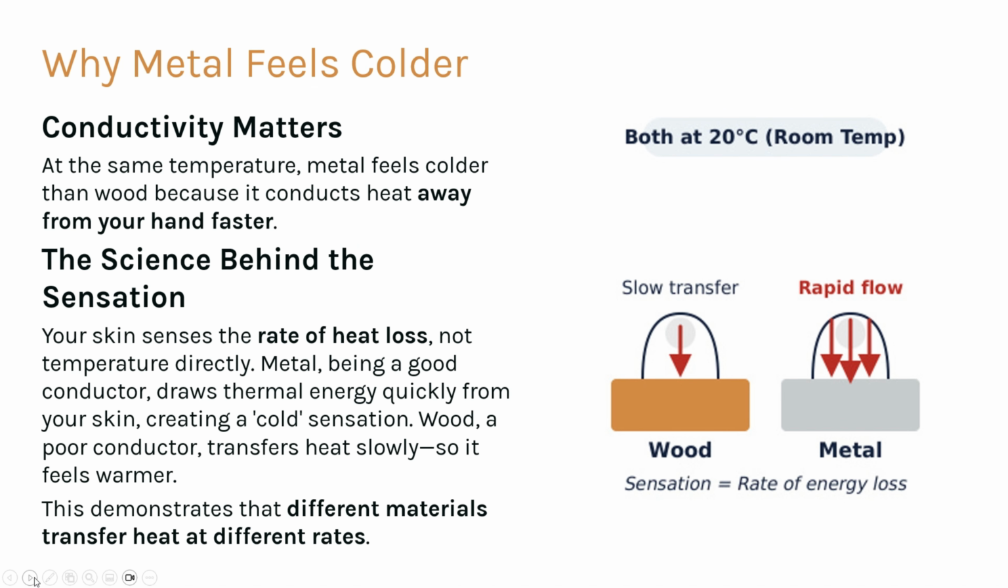Why metal feels colder? This idea also explains something else that often surprises people. At the same temperature, metal feels colder than wood. This is not because metal is colder. It's because metal conducts heat away from your hand faster. Your skin senses the rate of heat loss, not temperature directly. Metal removes thermal energy from your skin quickly, creating a cold sensation. Wood transfers heat slowly, so it feels warmer. This shows us that different materials transfer heat at different rates.